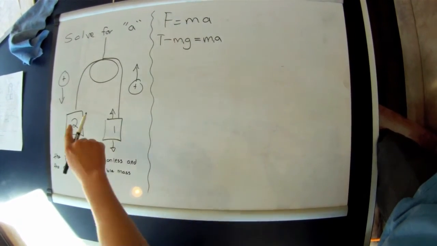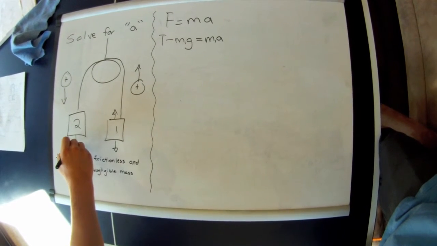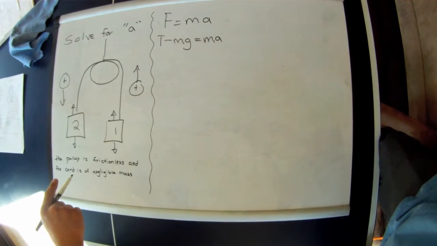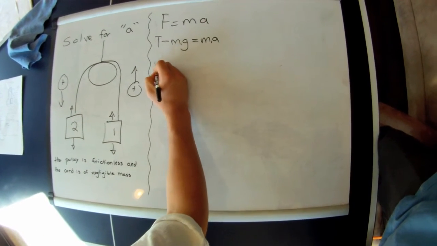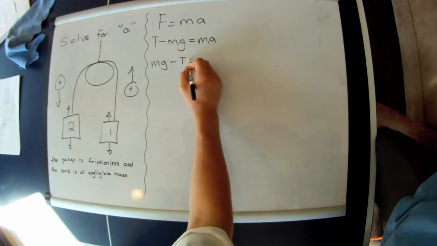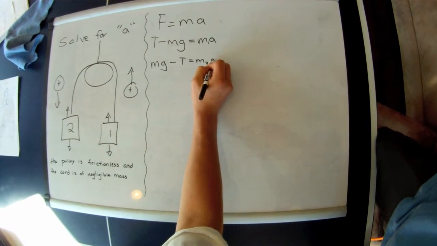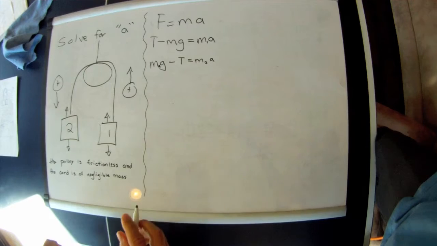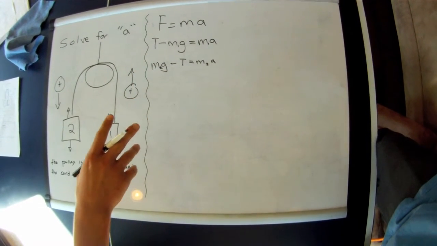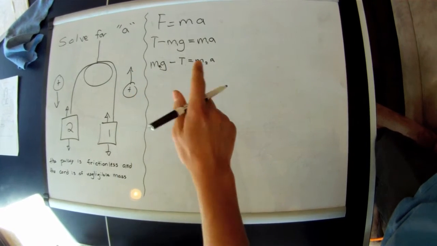And then on the other block, that will be the same thing. mg pulling downwards with tension pulling upwards. However, for this block, the mg will overcome the tension because it is moving in a downward direction. Therefore, you must solve for tension because tension is the only variable that is the same in both equations.